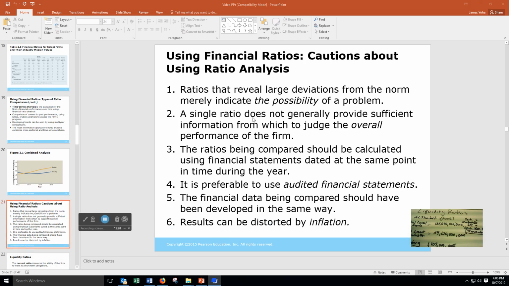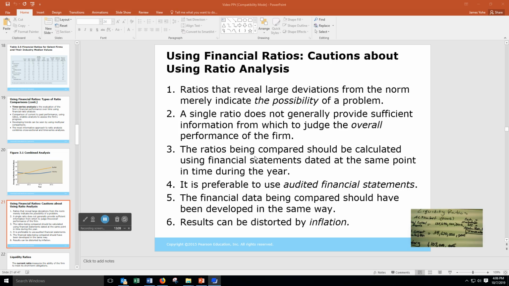Financial ratios, you have to be careful. Ratios that reveal large deviations from the norm merely indicate the possibility of a problem. You could have a different business model than other firms in your industry, so your ratios might not match up. You might expect to have higher liquidity ratios if you're operating on a just-in-time basis and your competitors aren't. These are the types of things that you would know and understand in operating your firm. A single ratio does not provide sufficient information from which to judge the overall performance of the firm. We never want to look at one ratio and say, oh, it's a good or bad firm.